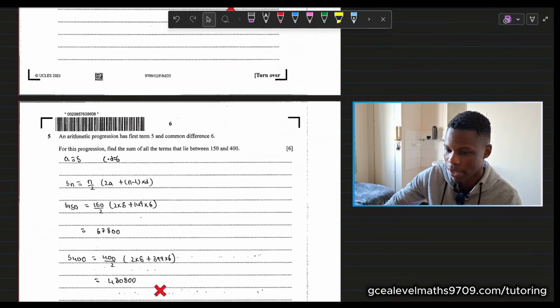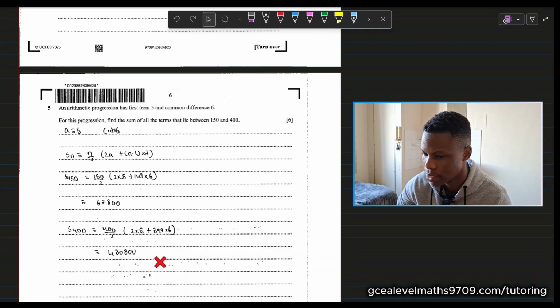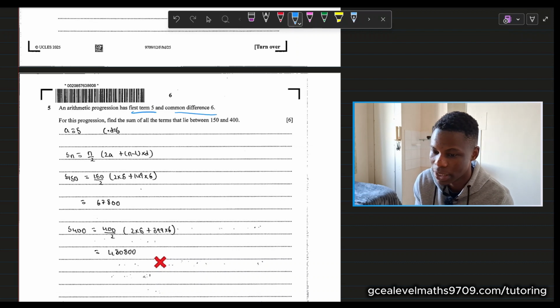Then number 5. Look, this one, I'll be honest, is a pretty challenging question. This series question is not the most straightforward. We're given that the first term is 5, and we're also given the common difference to be 6. And then the wording here is a bit ambiguous. It says, for this progression, find the sum of all terms that lie between 150 and 400.